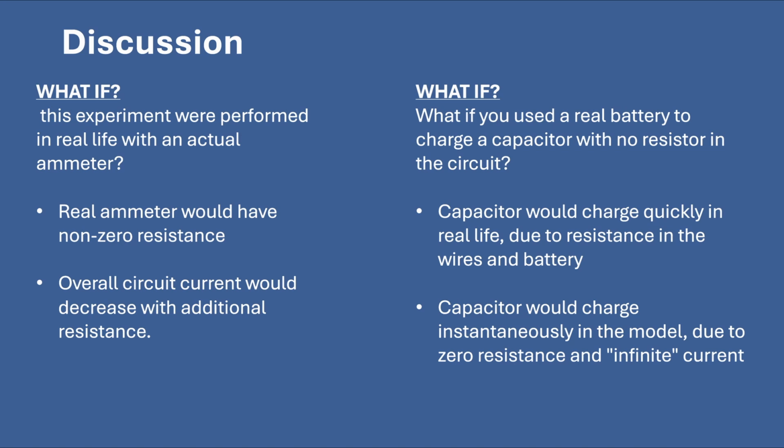What if, in real life, you used a real battery to charge a capacitor with no resistor in the circuit? Without a resistor, the capacitor would charge rather quickly since RC would be very low. However, in the model, the capacitor would charge instantaneously since zero resistance would impede the infinite current, and RC would be equal to 0. However, in real life, resistance would come from both the wires and the internal resistance of the battery, thus resulting in the non-instantaneous charging of the capacitor.